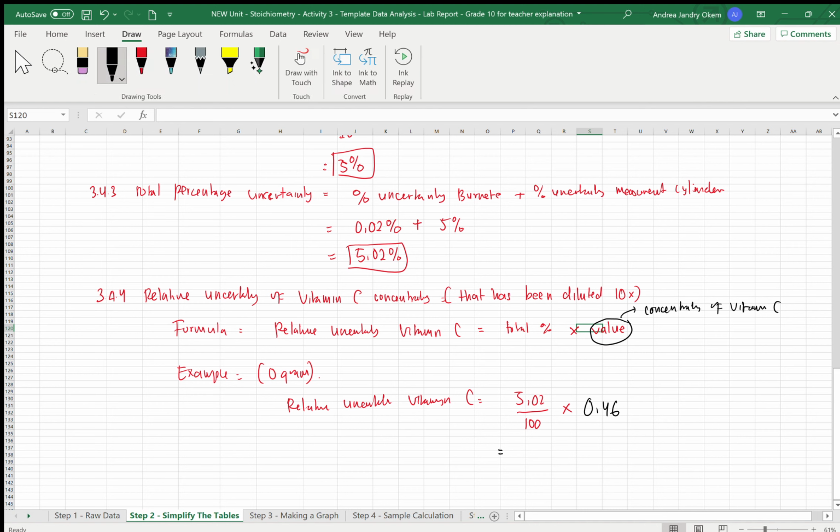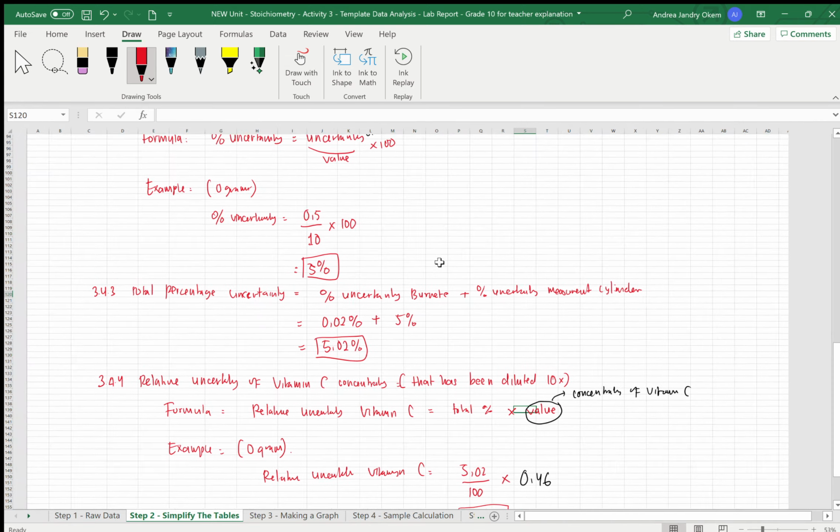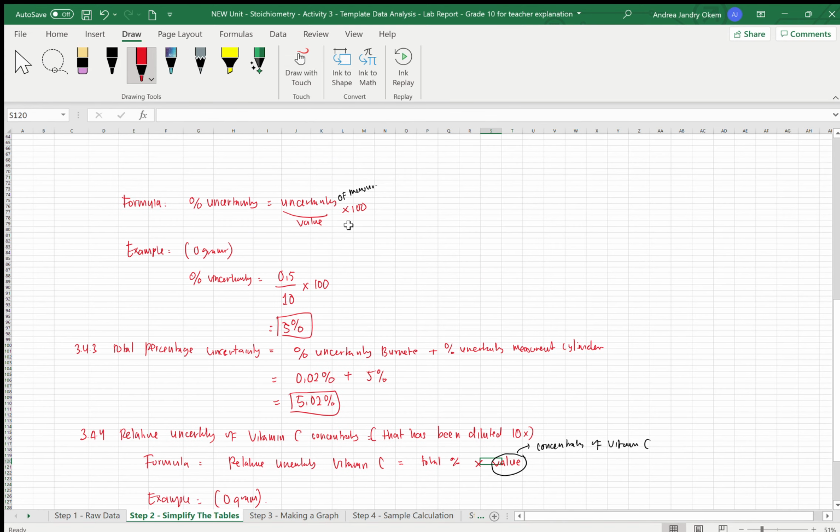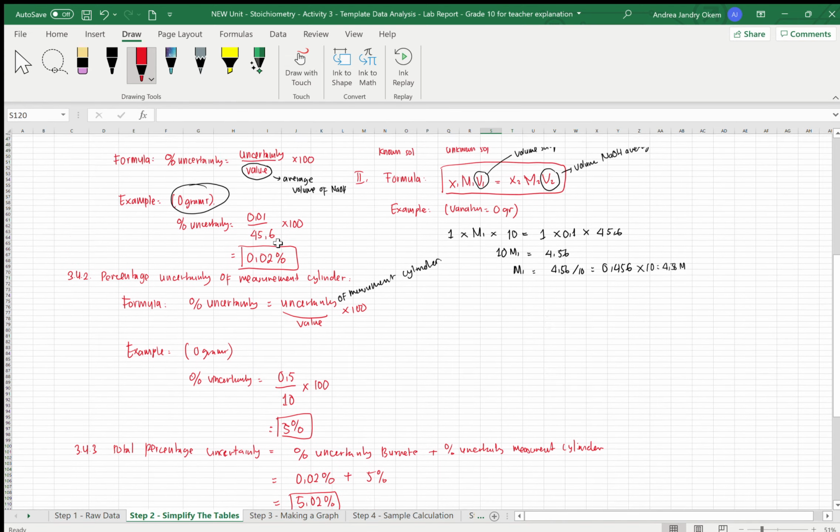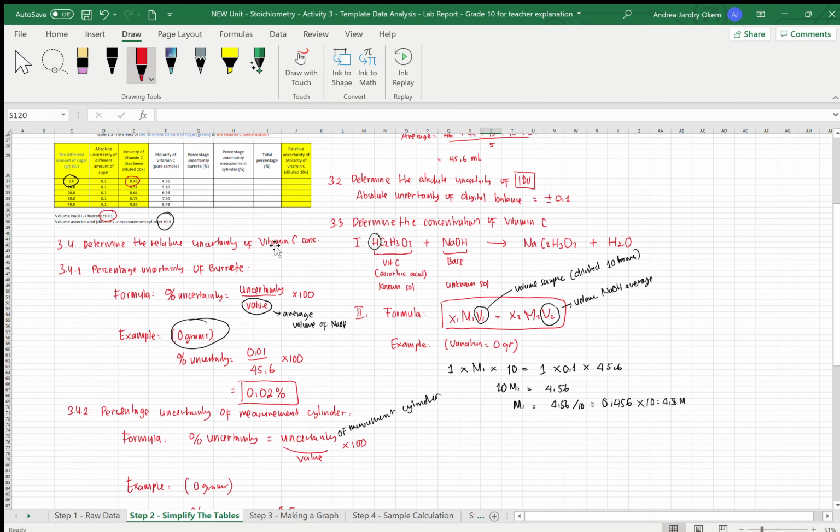5.02 times 0.46 and then divided by 100. So the result of the relative uncertainty is 0.02. I just used 2 decimal points. So this is the relative uncertainty of vitamin C. Now, this sample calculation, you need to put in your lab report.